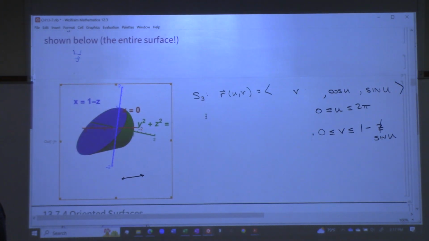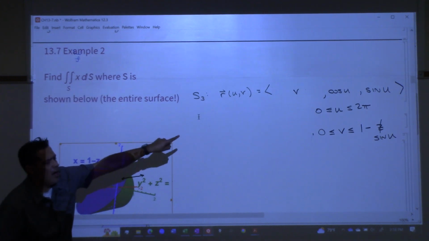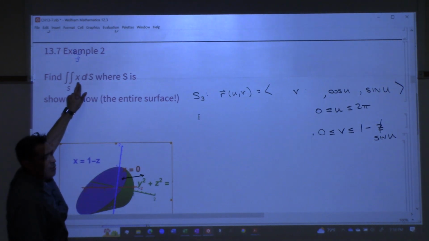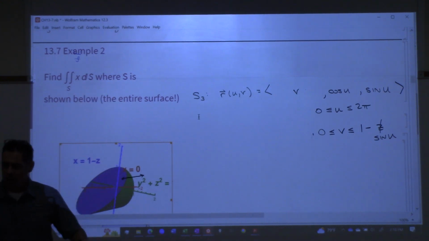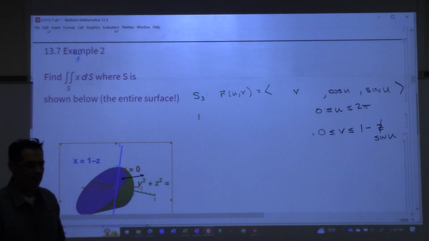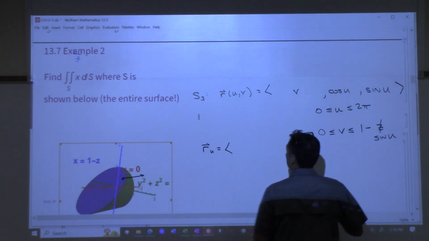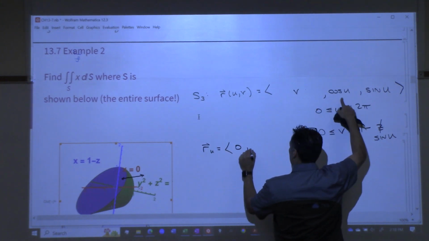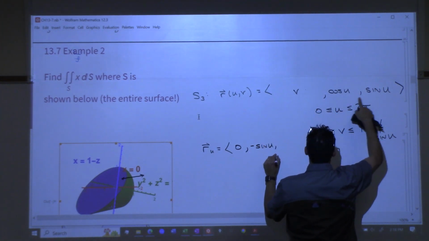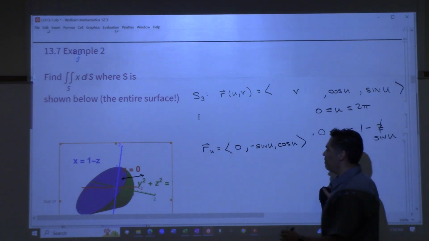What do I do now? So can we evaluate this scalar function on that? Can I? Yes, right? What am I going to plug in for x? V. But then I need the magnitude of the cross product of the partials, don't I? I haven't done that yet. So partial of r with respect to u is, with respect to u, I get derivative that's 0. This is negative sine u. This one is cosine u. That's partial of r with respect to u.